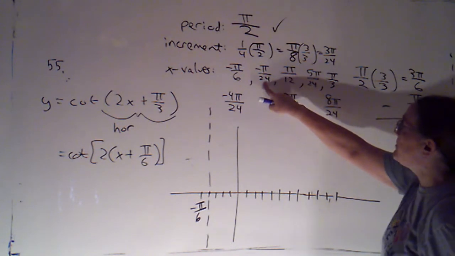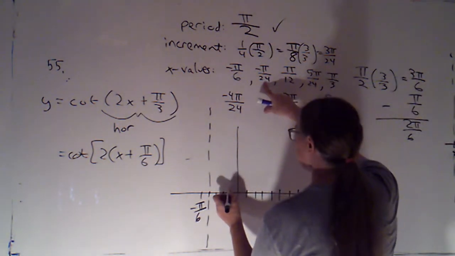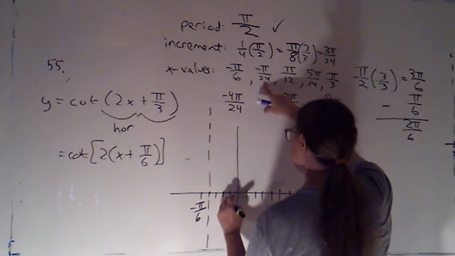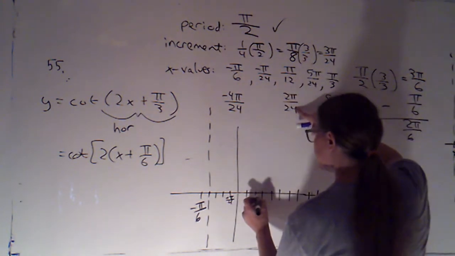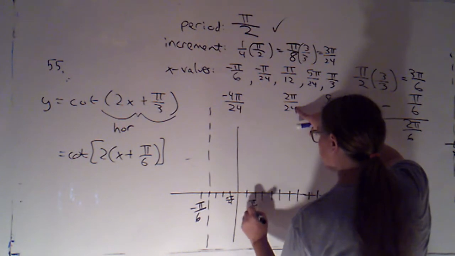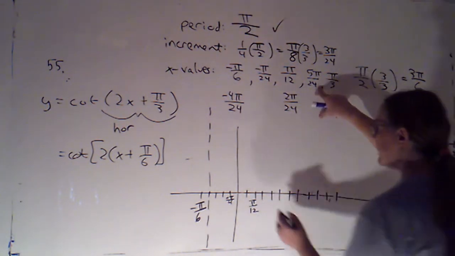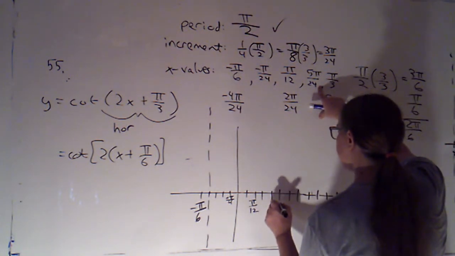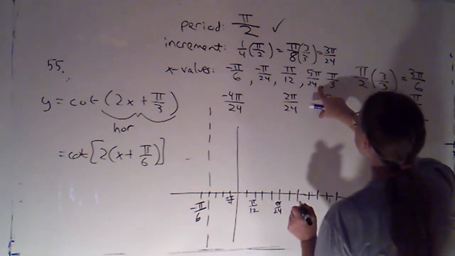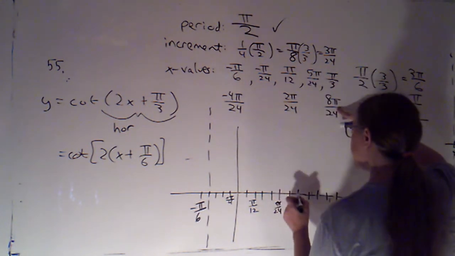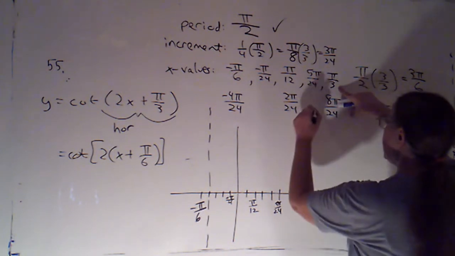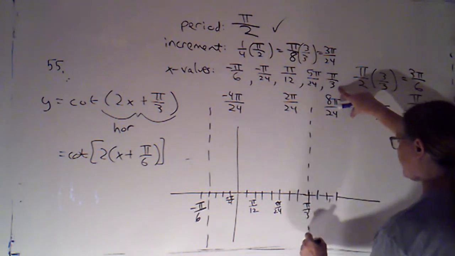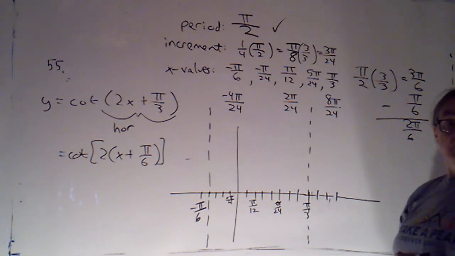My next important point was at negative pi over 24, so let me just label that. Then 2 pi over 24, which was pi over 12, I'll label that. Then 3 more to the right is 5 pi over 24, and then 8 pi over 24, which we said reduced to pi over 3, and that's going to be the location of my ending asymptote.